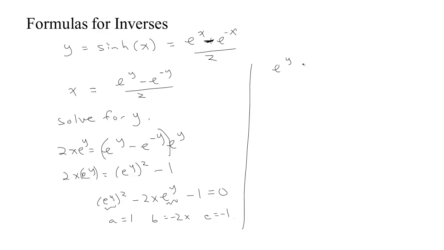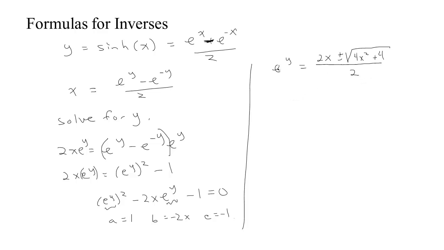We find that e to the y is equal to negative b, so b is negative 2x, so negative b would be 2x, plus or minus the square root of b squared. 2x times 2x is 4x squared, minus 4 times a times c. Since 4 times a would be 4, times negative 1 would be negative 4, so minus minus 4 would be plus 4, all over 2a, and a is 1.